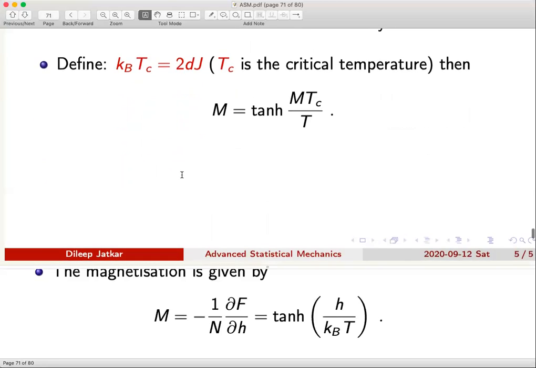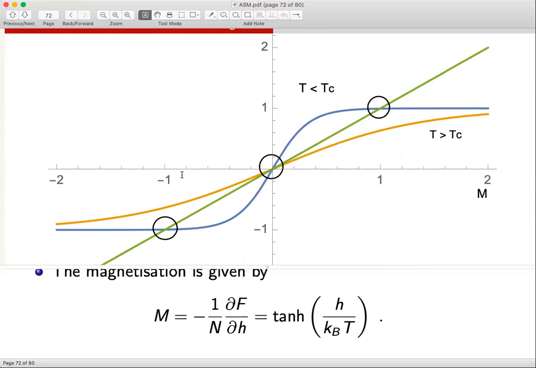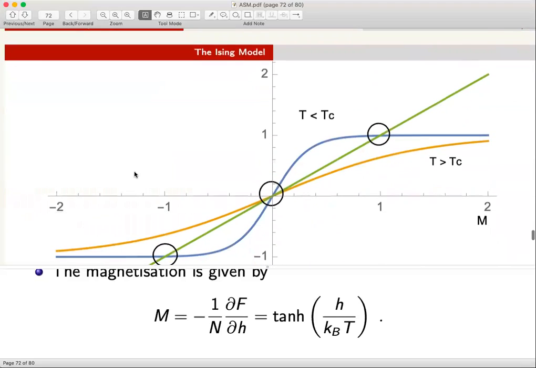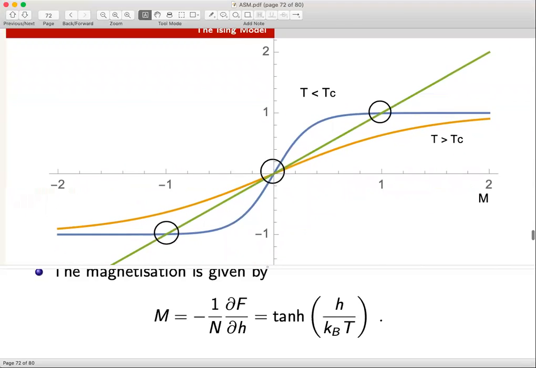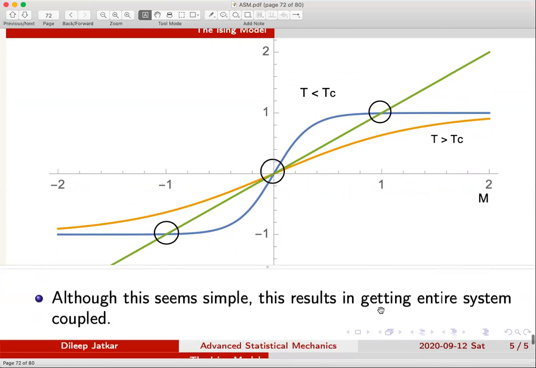Fine. So let's try to plot this function. Suppose you look at this tanh function. So let me not go up. I just want you to look at this function. But maybe I'll just roll this down now.